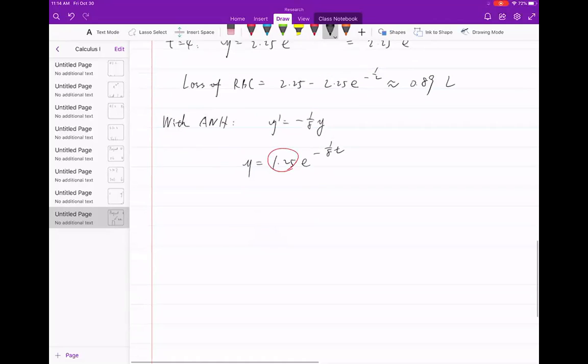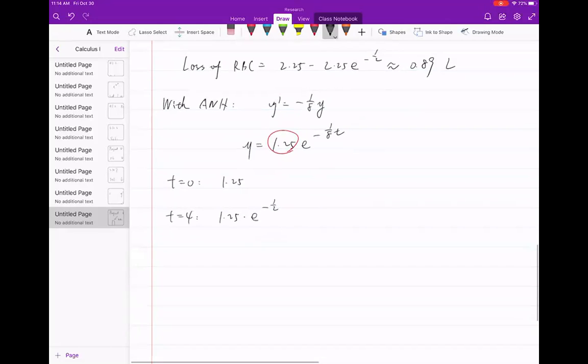Okay, then T equals 0, this much. T equals 4, this much. How much did I lose? Well, use a calculator. It's roughly, I think, 0.49. Compare these two, you can see, okay, applying ANH, you basically saved 0.4 liter of RBC loss just by extracting them before the surgery. Almost half of them.